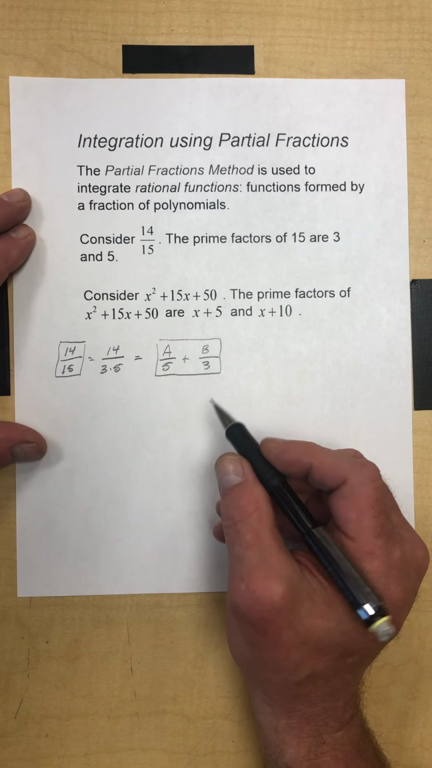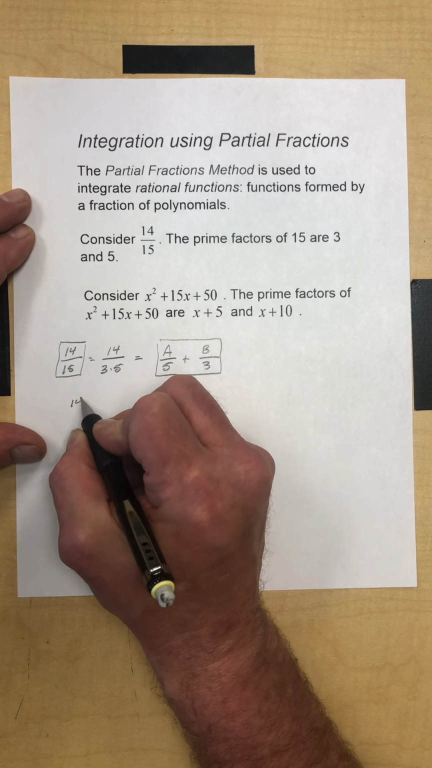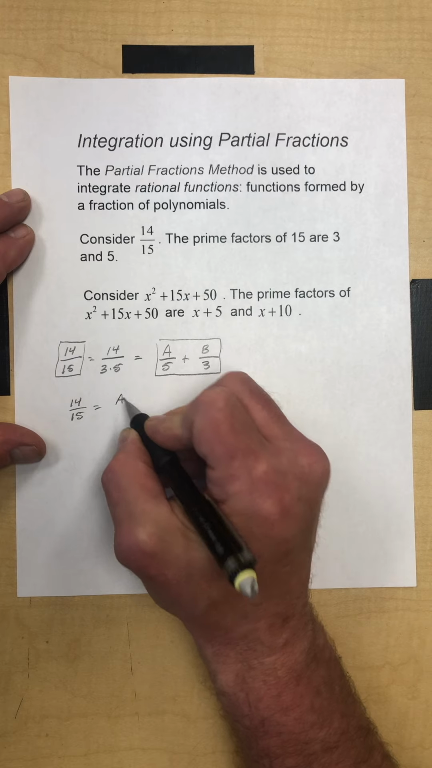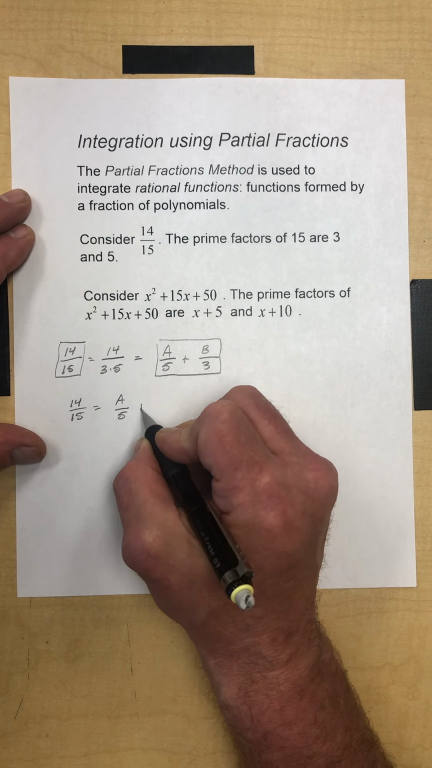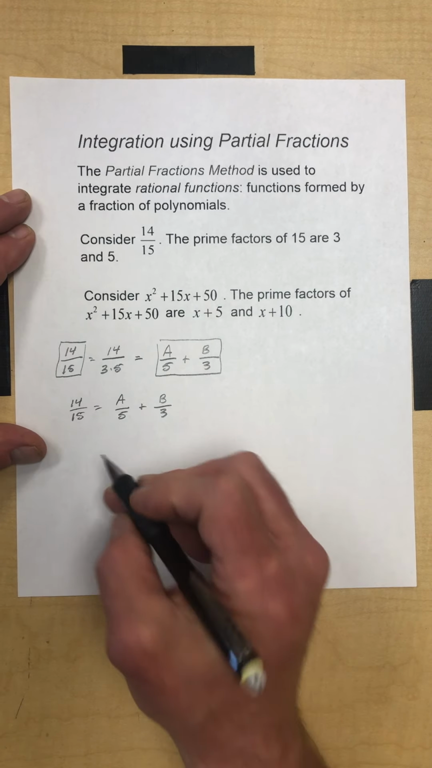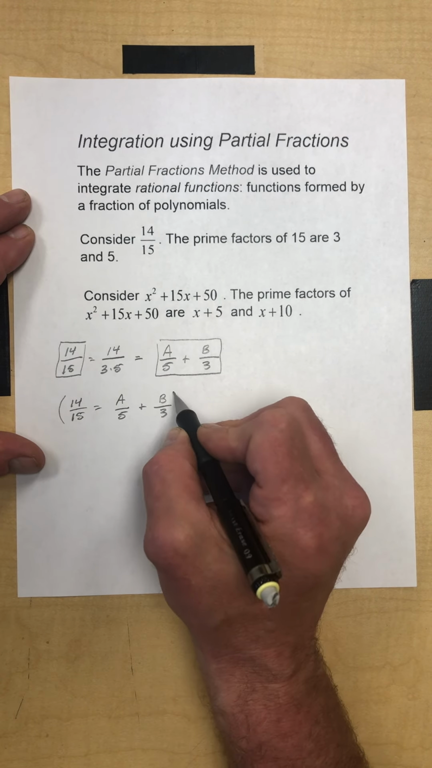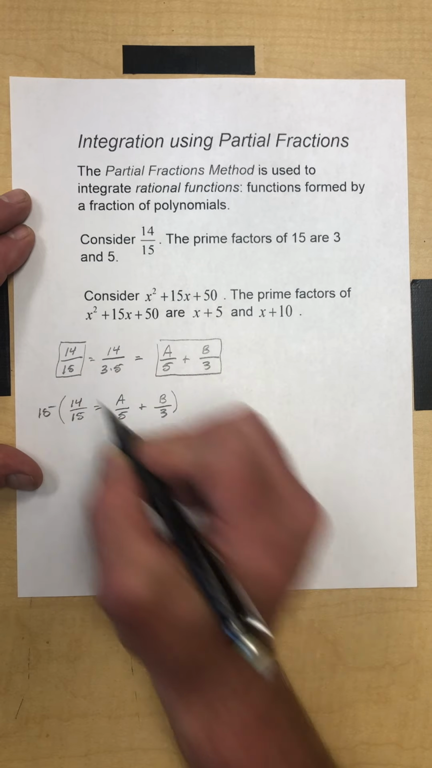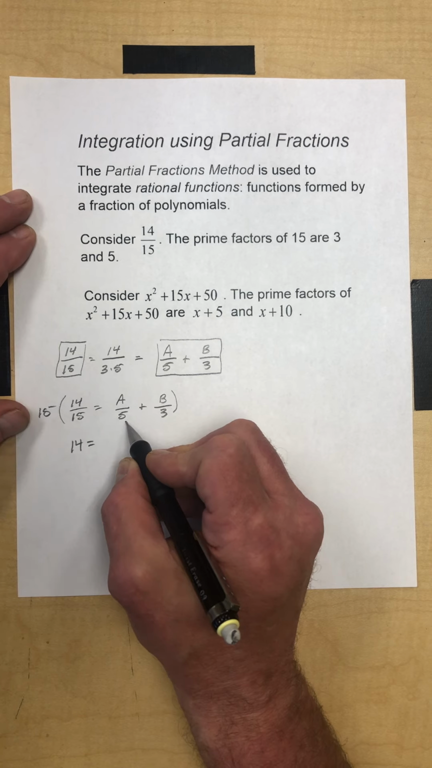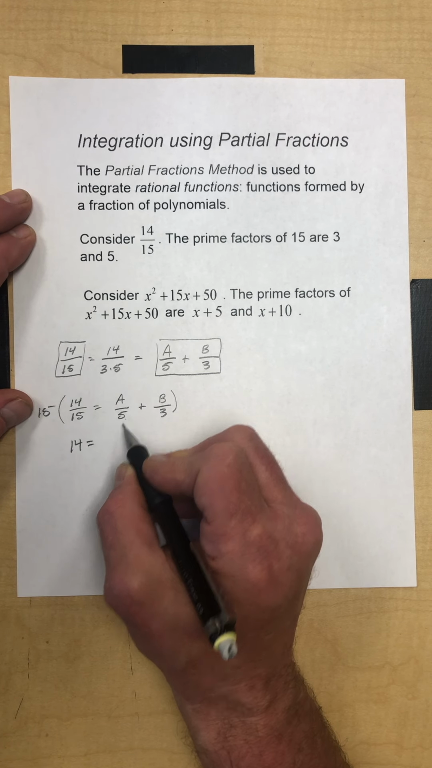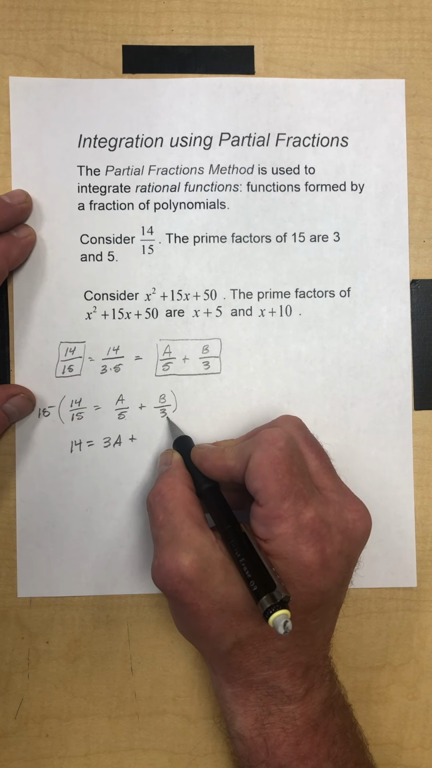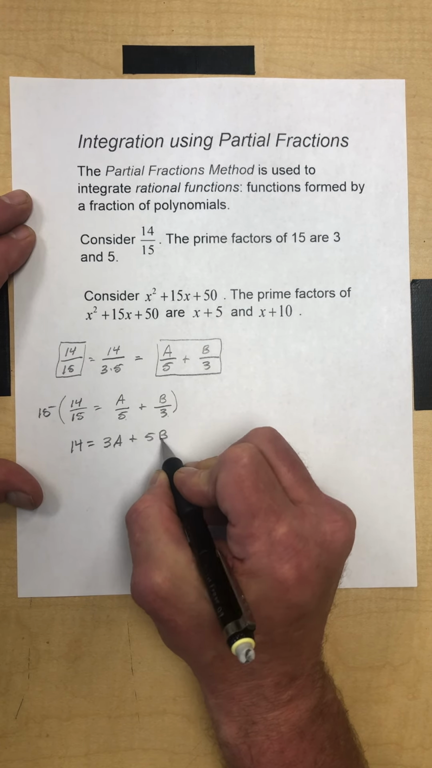Now this is actually relatively easy to do. If you take this 14 over 15, it has to be equal to some number a over 5 plus some number b over 3. Now how about if I multiply this whole thing by 15? I would get 14 equals, the 5 cancels the 5 here, so it'd be 3a plus, right here the 3 cancels the 3, it'd be 5b.